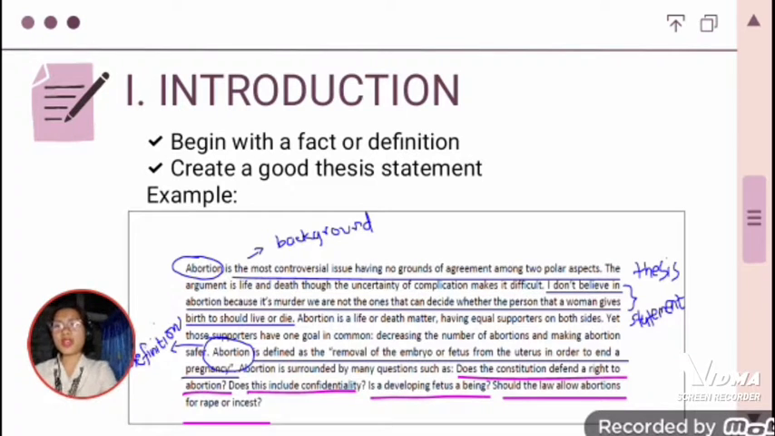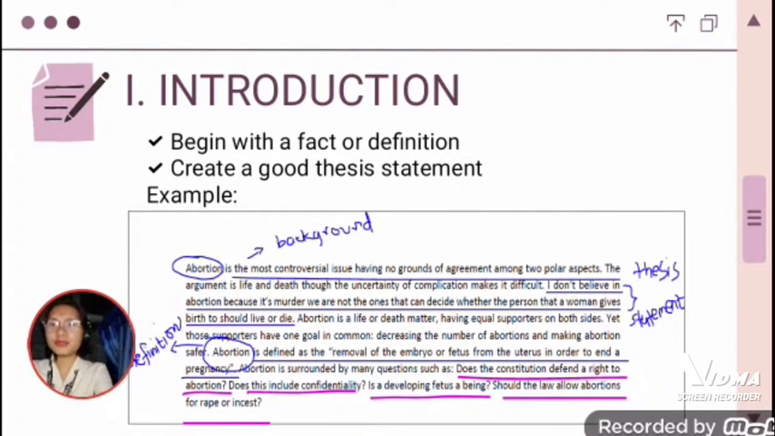Let's proceed with the parts of a persuasive essay. So we have the introduction. From the root word itself, introduction, you're going to introduce the topic or the issue that you have chosen. In introducing your topic, you can begin with a fact or definition, and then create a good thesis statement. I have here an example which I have already sent on your Google Classroom.